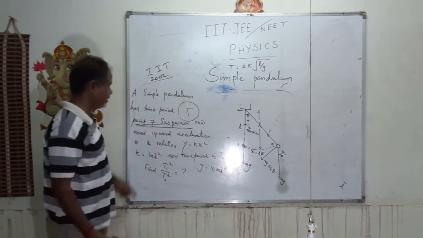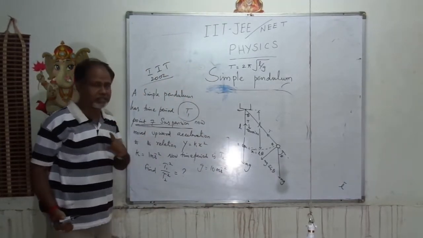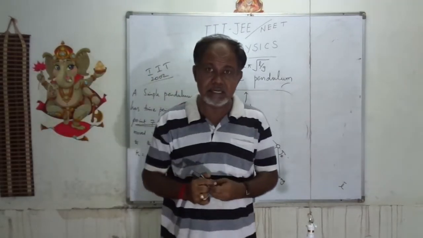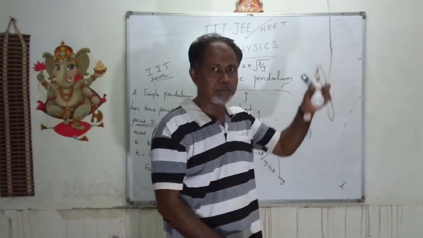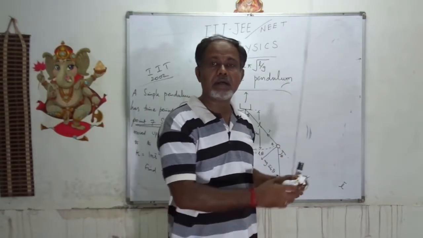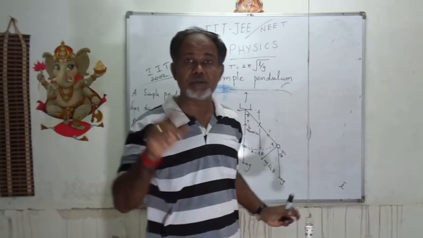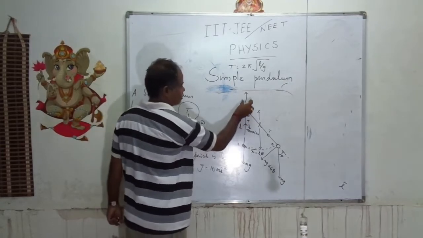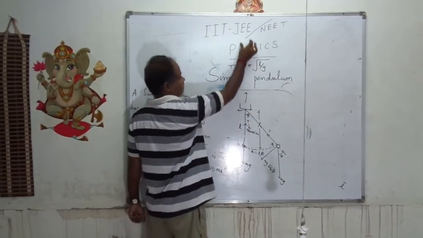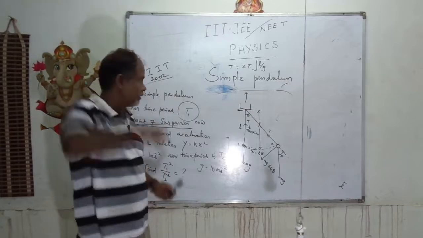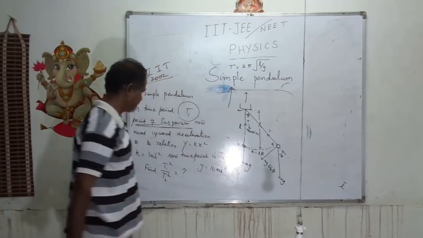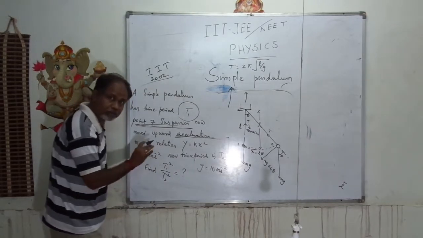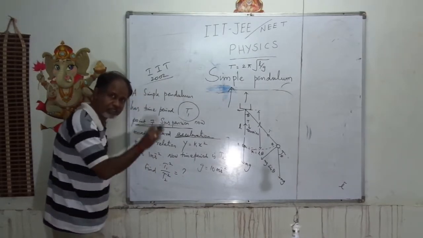The point of suspension is moved in the upward direction. Already you know, if you change the height of the simple pendulum, the g value changes and the time period also changes. Here we moved the point of suspension upward without changing the length, with some sort of acceleration.